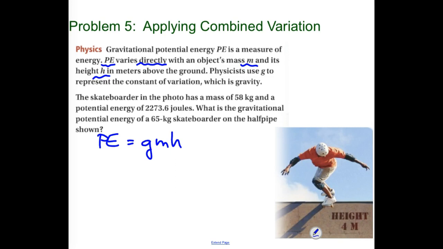It says the skateboarder in the photo has a mass of 58 kilograms. So we're going to put a 58 in for mass. And it has a potential energy of 2,273.6. And in the picture, what is the height? 4? All right. How would we solve for g?